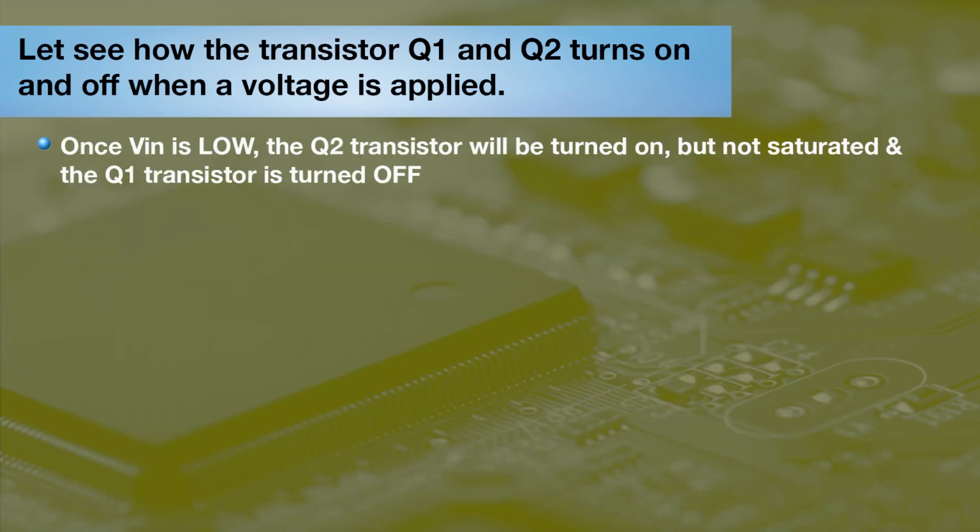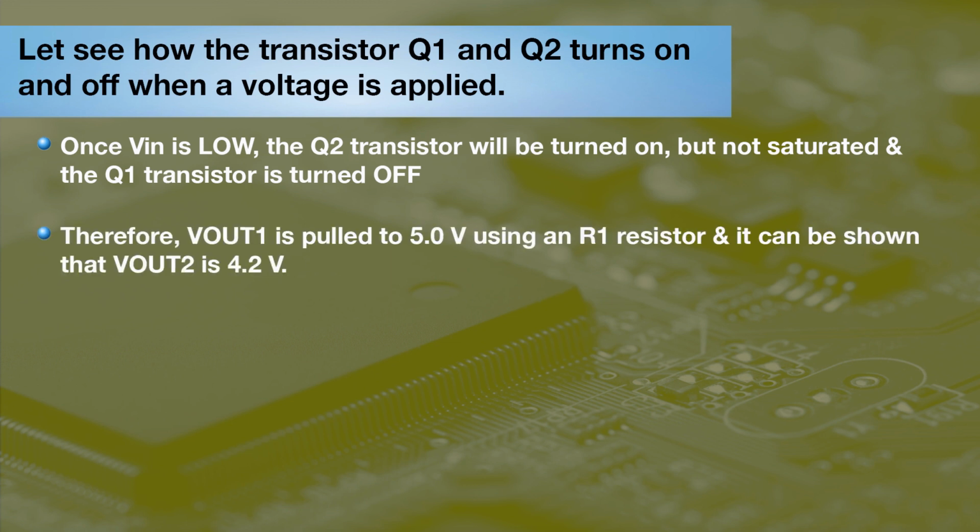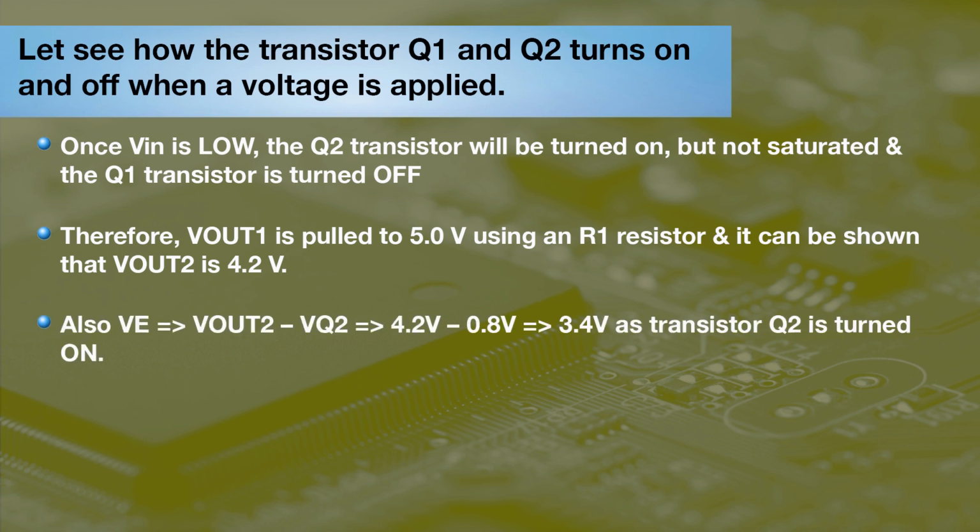Once Vin is low, the Q2 transistor will be turned on, but not saturated, as the Q1 transistor is turned off. Therefore, Vout is pulled to 5 volt using an R1 resistor, or it can be shown that Vout is 4.2 volt. Also VE is equal to Vout2 minus V02, equal to 4.2. So, the result is 3.4. Transistor Q2 is turned on.